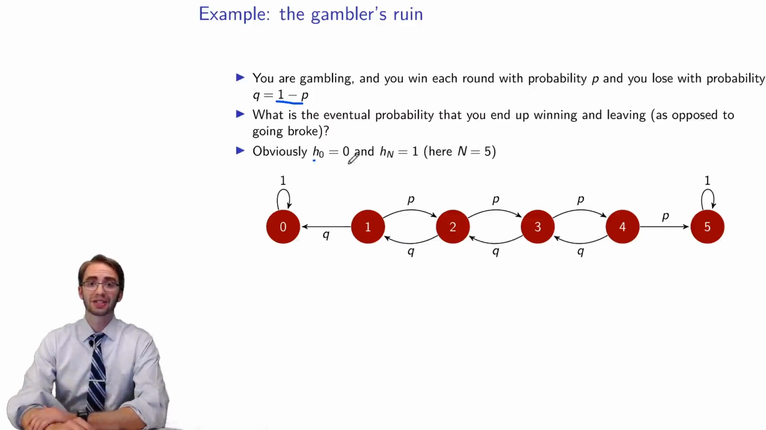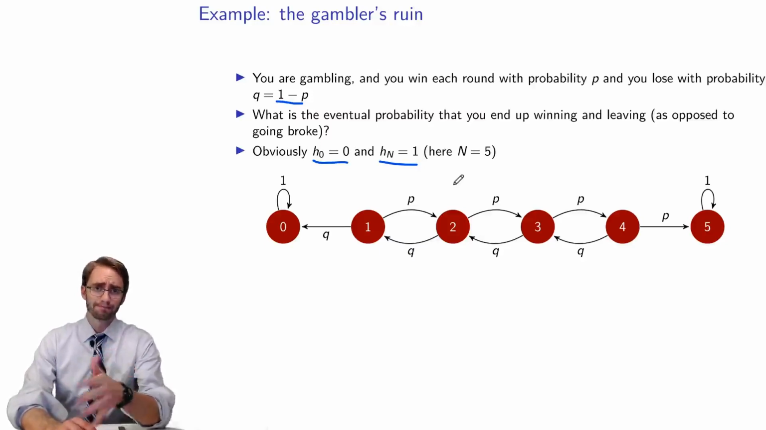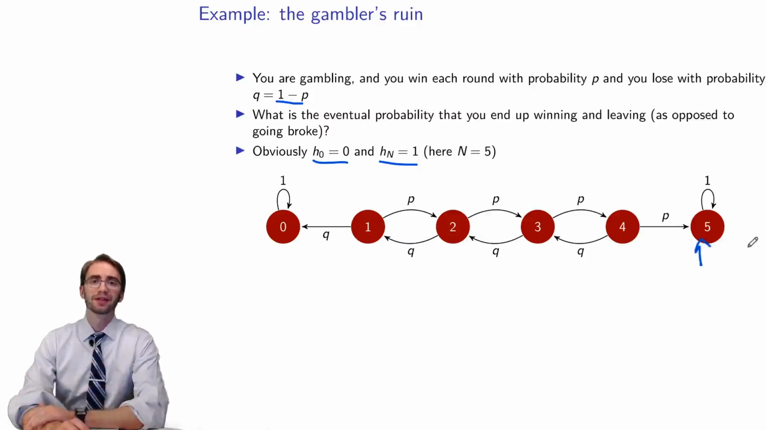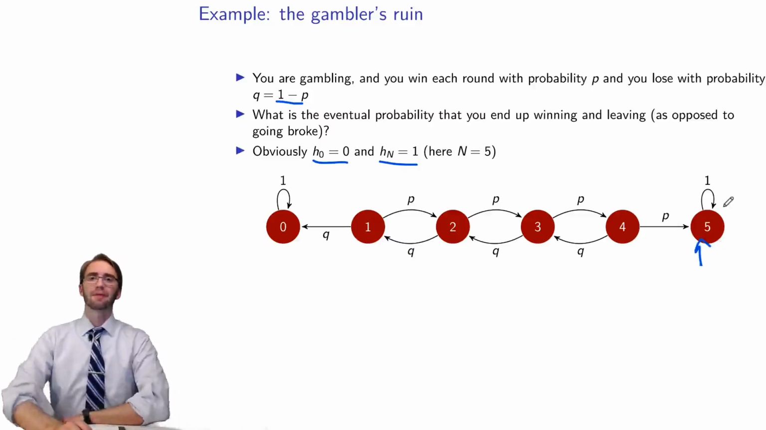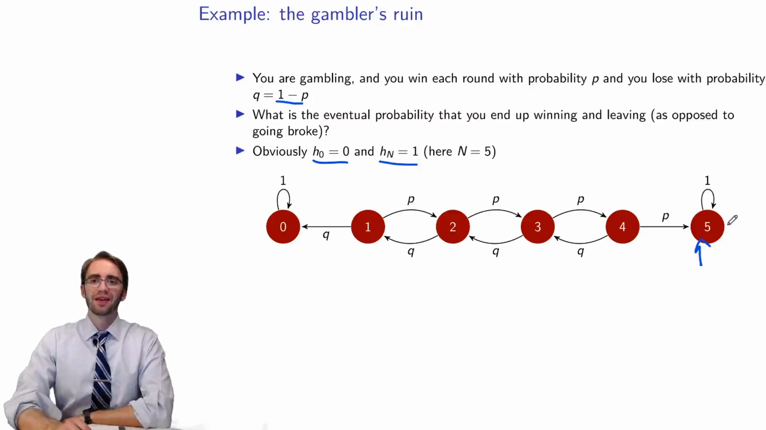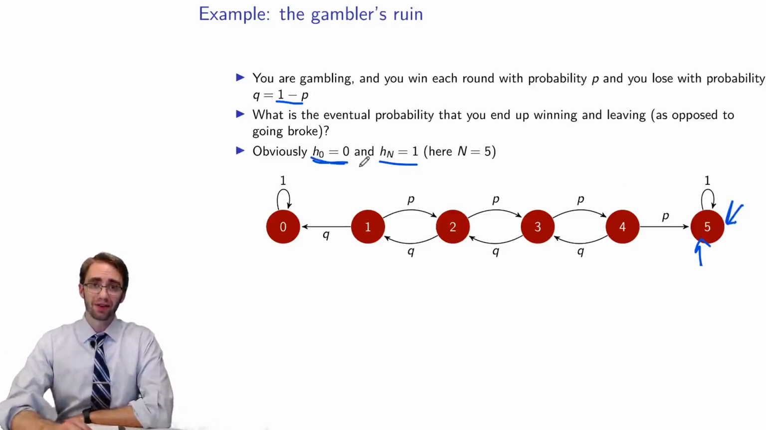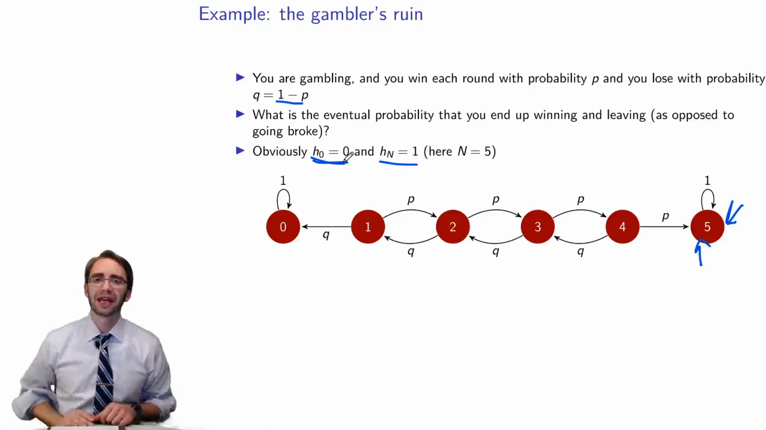So obviously H0 is 0 and Hn is equal to 1. n will be the amount that you are willing to leave with. In this diagram, n is equal to 5, but we're going to do this more generally. These h's will be the hitting probabilities associated with the rightmost state, which is the good state of winning, the state that you like. So Hn is equal to 1, H0 is equal to 0. And we're going to ask, what is the formula for these general Hi's?